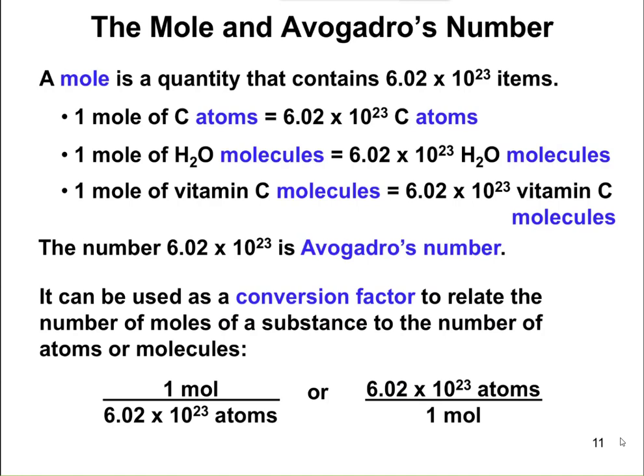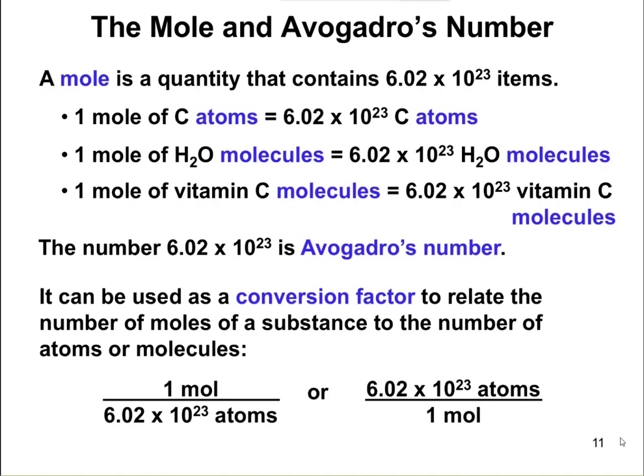So 6.02 times 10 to the 23rd is Avogadro's number, and it refers to a known quantity of something. So this guy Avogadro said, okay, 6.02 times 10 to the 23rd of anything is going to be a mole. You could say you had a mole of M&Ms, right? And you would have 6.02 times 10 to the 23rd M&Ms.